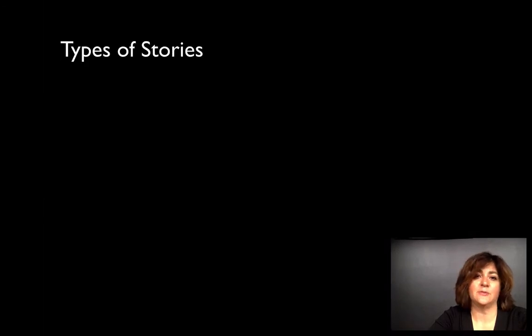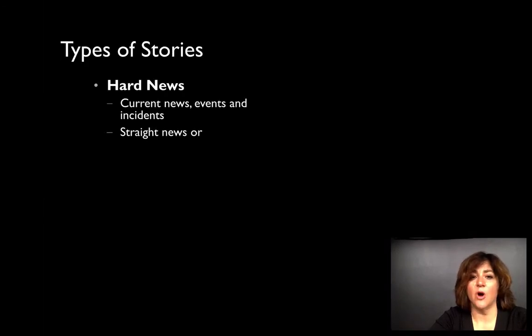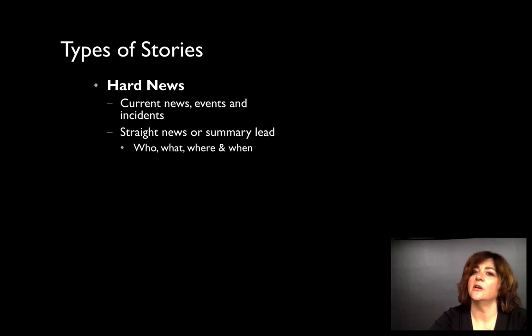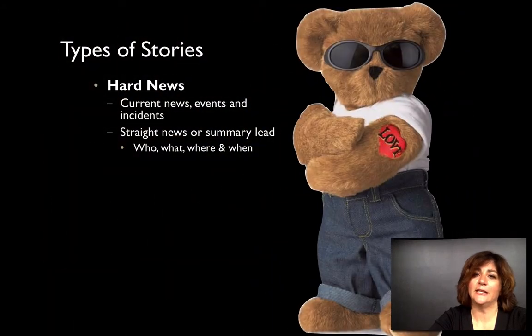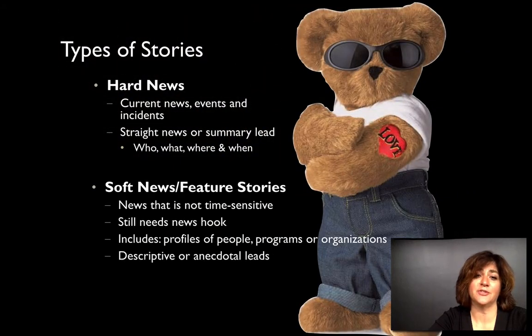So the different types of stories that we primarily look at are hard news, which is really the current events, news incidents, this really straightforward summary lead inverted pyramid style. But sometimes we want to get a little more fluffy with our news. And so in this case, we're looking at soft news, more featurey news that may not be as time sensitive or just really takes a different angle. It still needs a news hook, but it has more of a personal feel to it, more descriptive, uses a lot more anecdotes.